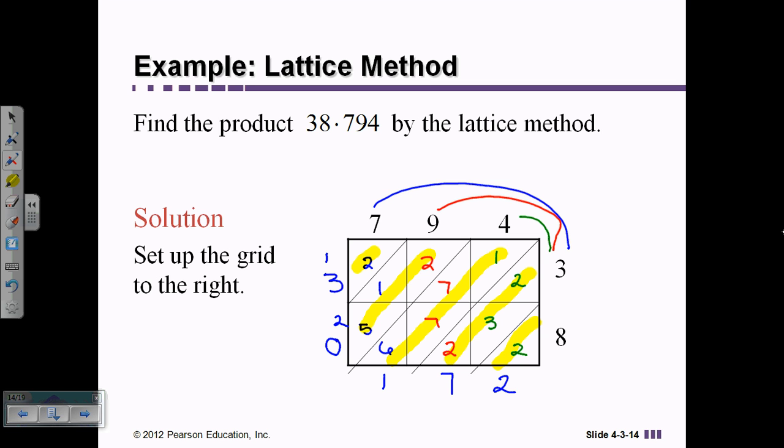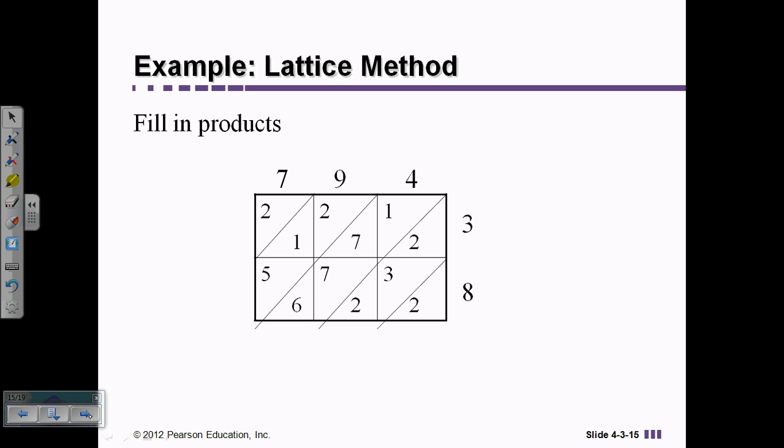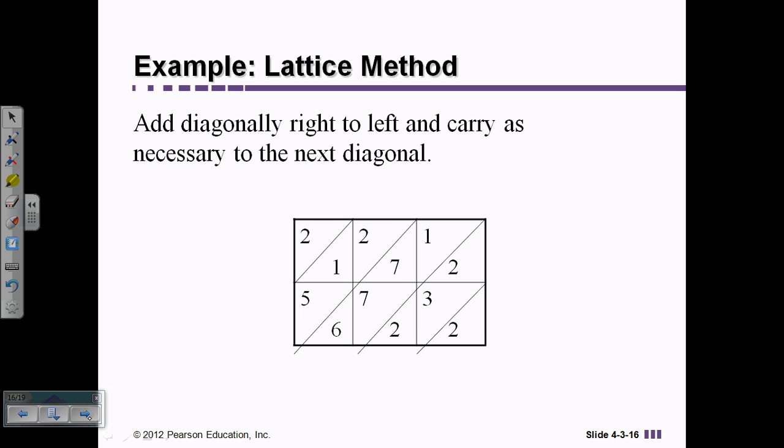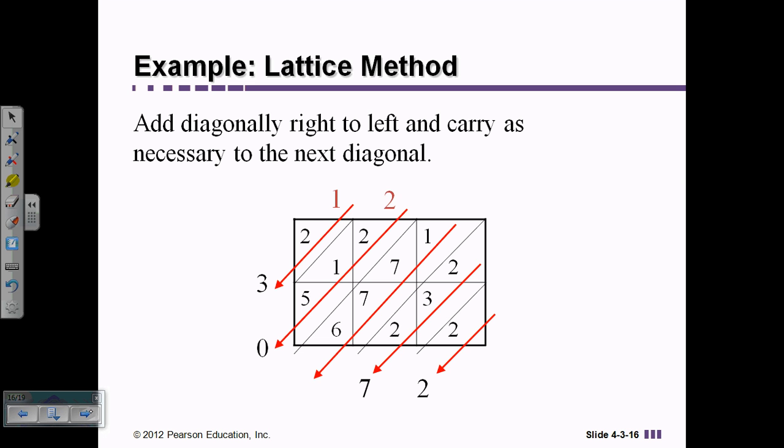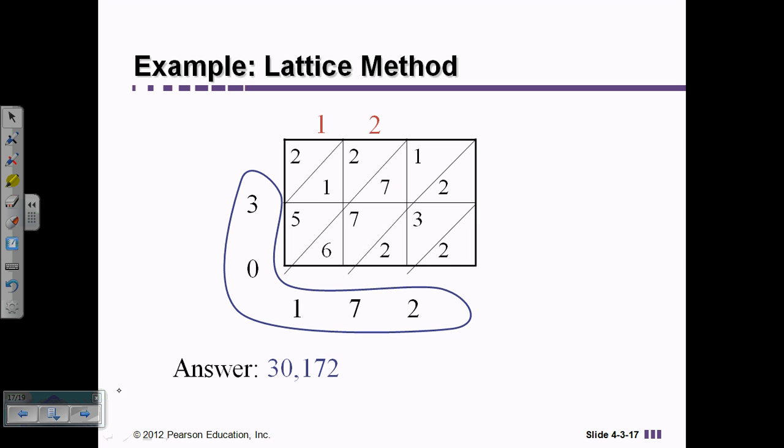So our answer is 3, 0, 1, 7, and 2. And so when we multiplied 38 times 794, we end up with 30,172.